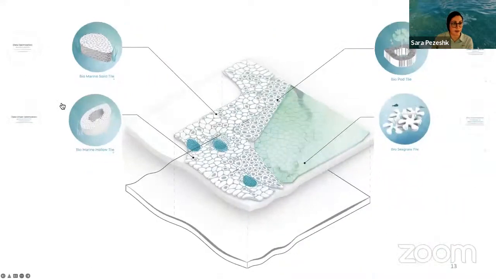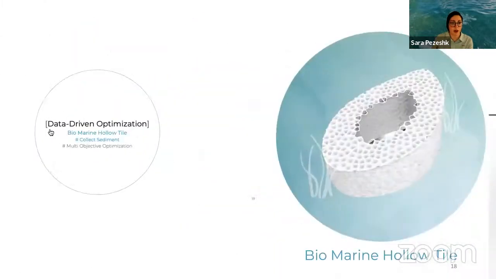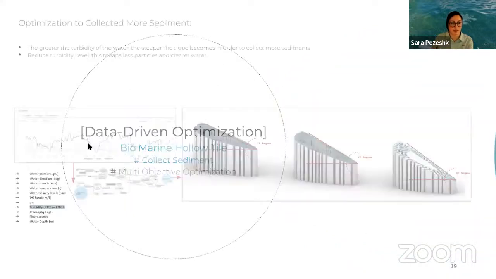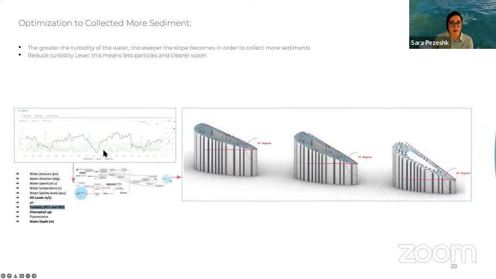Next, I'll be talking about the marine holotile, which actually collects sedimentation. For the data optimization of this tile, I use an optimization algorithm and the water data collected from the site. The greater the turbidity level of the water, the steeper the slope of these tiles becomes to collect more sedimentation, and eventually a reduced turbidity level, which means fewer particles and cleaner water.